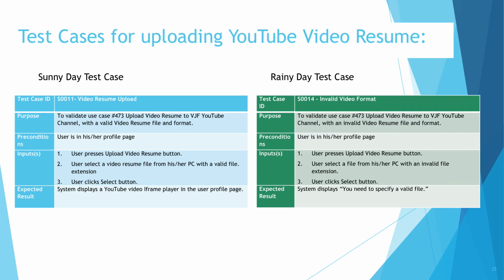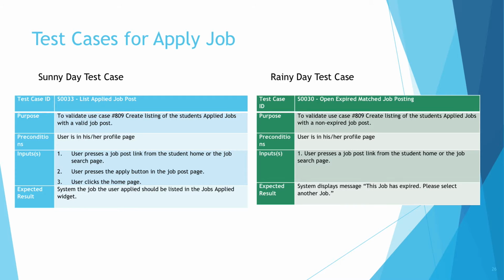The student applies for a job, and then on the homepage of that student, the student should be able to see a widget that says that they applied for this job, and it should include that link and the job name. The rainy day will be the job has expired, so the student should get a message saying, oh, this job expired.